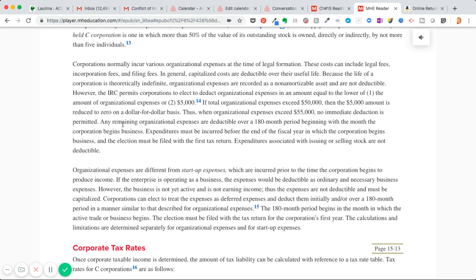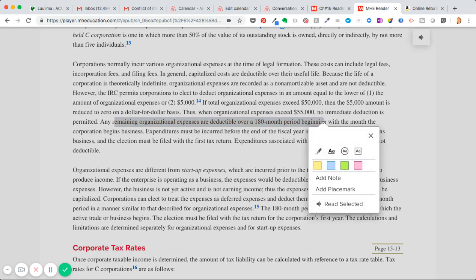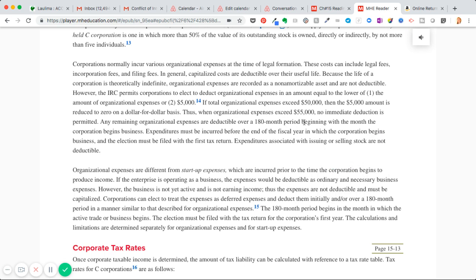Other than that, the remaining costs for each category are deducted over 180 months, right? Because that's contributing to the start of the business. So that's a way to allocate the expense in relation to the income being earned. If the total organization expenses that you spend are more than $50,000, then there is a limitation that's explained there.